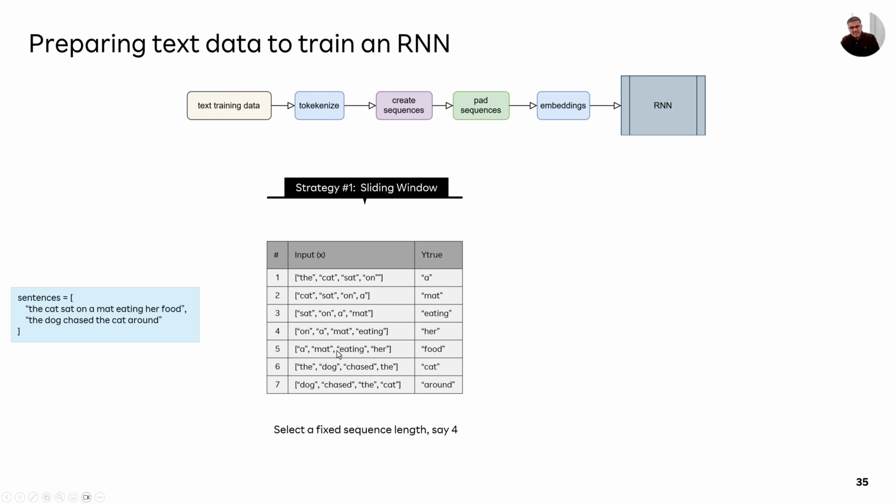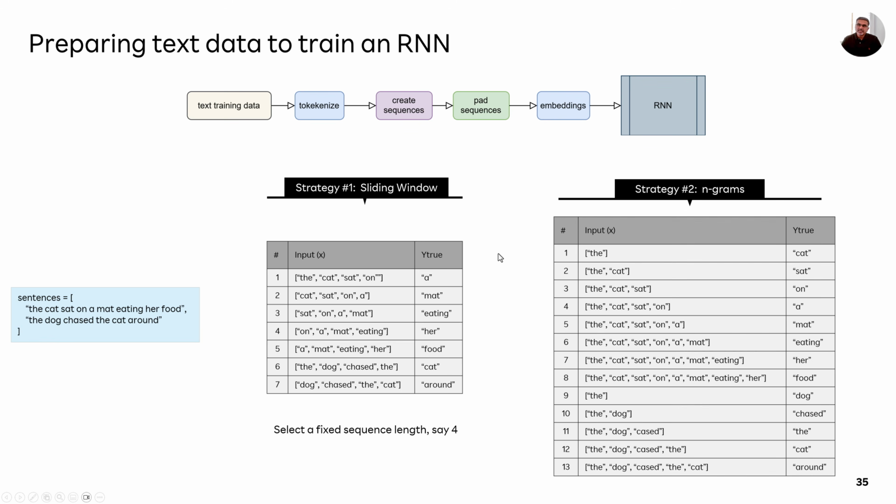Correct? That's one strategy. There's an alternate strategy, which used to be called the n-gram based strategy, where you take the first word and try to predict the next word. So take the, predict cat. Then take the first 2 words, the cat, and predict sat. Then the cat sat, and predict on. Then add that on and say the cat sat on, predict a. Add a back to this list: the cat sat on a, predict mat, and add mat back. The cat sat on a mat, predict eating, and so on. This way, from just the 2 training samples, you could create 13 different training samples to train your neural network on, which is great.